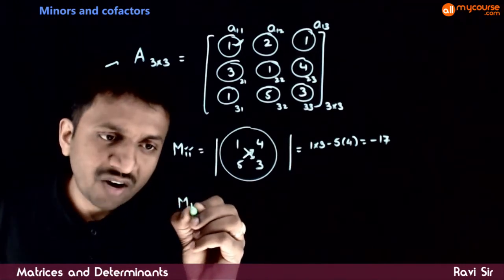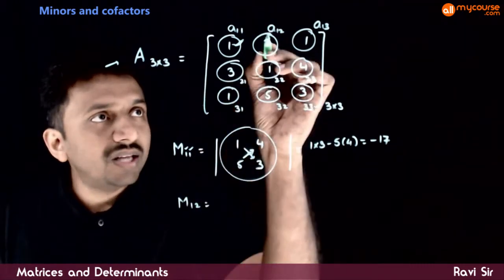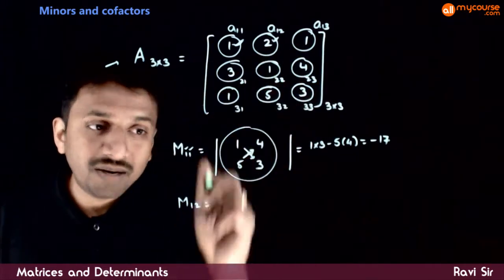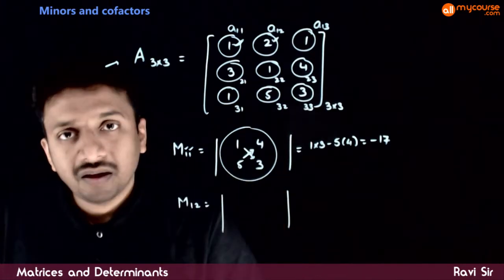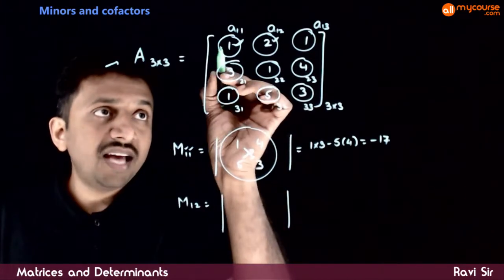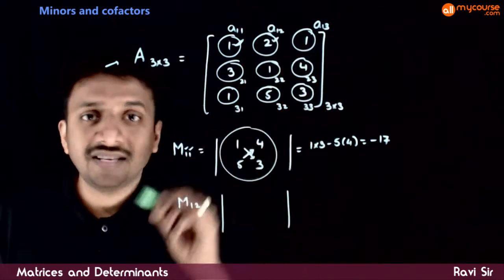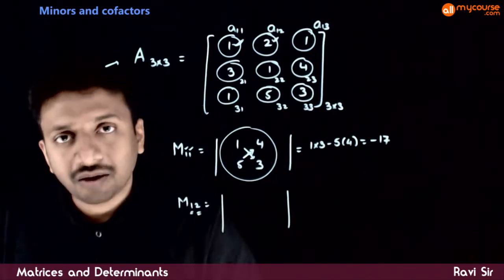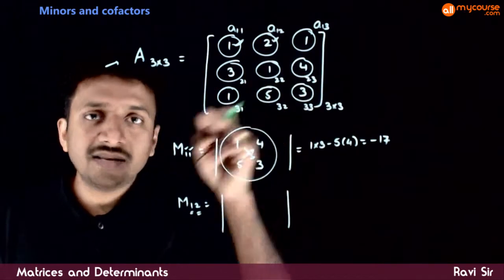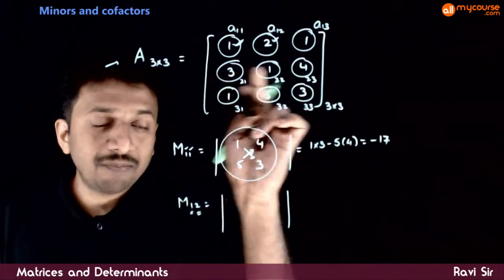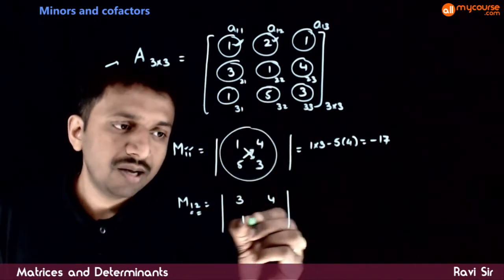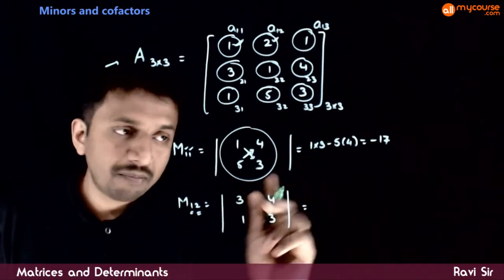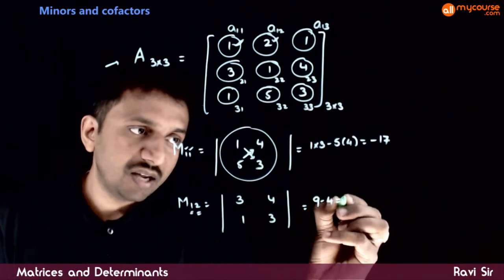What is M12? M12 is the minor of this element. So the minor of the 1, 2 element is the determinant of the matrix after eliminating the first row and the second column. The first number corresponds to the row, the second number corresponds to the column. If you remove the first row and the second column from the matrix, the submatrix that you get is 3, 4, 1, 3. So what is the determinant of this matrix? 9 minus 4 is equal to 5.